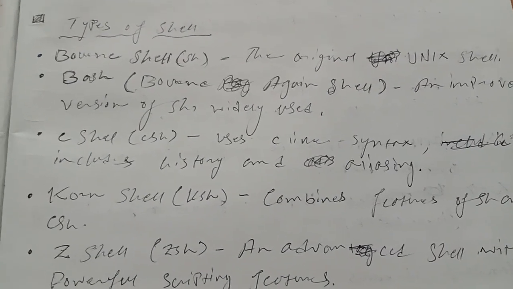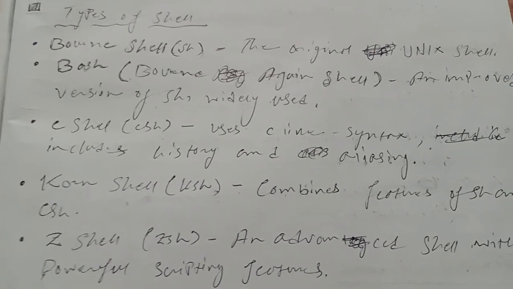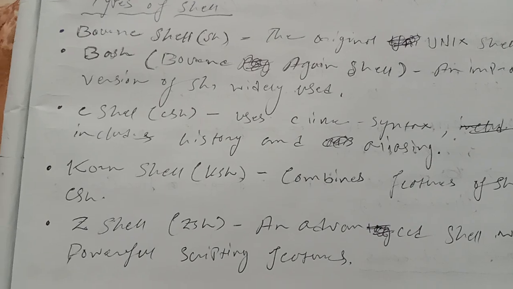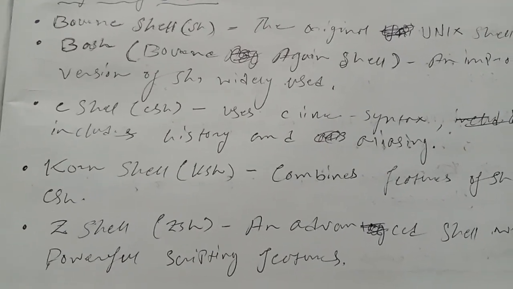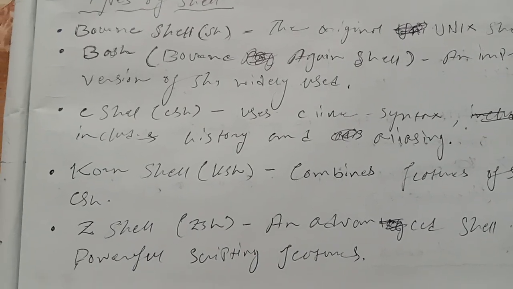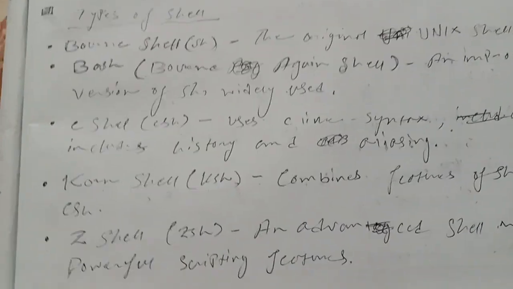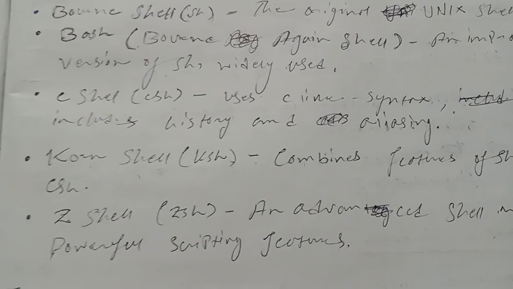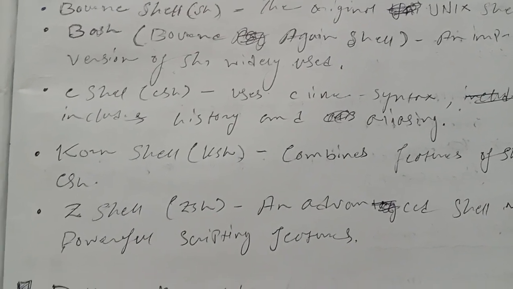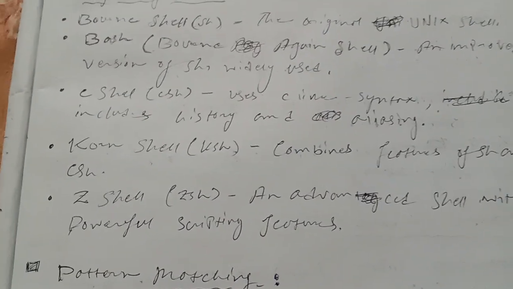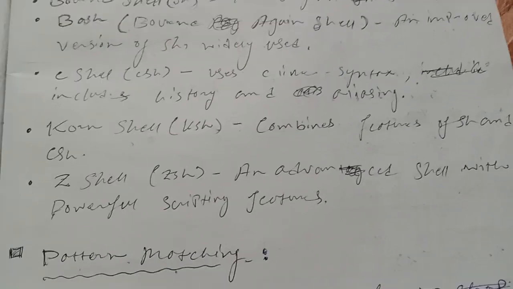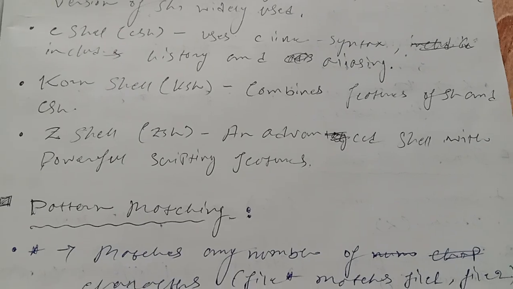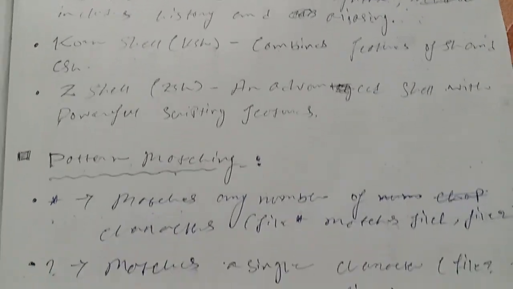Then we have Korn shell or K shell. It combines the features of Bourne shell and C shell, and it's now known as Korn shell. Then lastly we have the Z shell. The Z shell is an advanced shell with powerful scripting features. So this is Z shell.